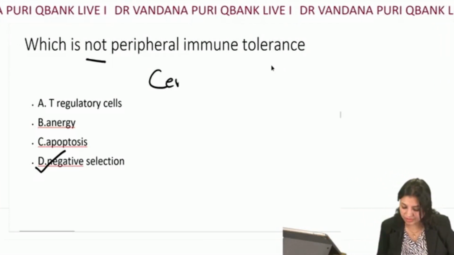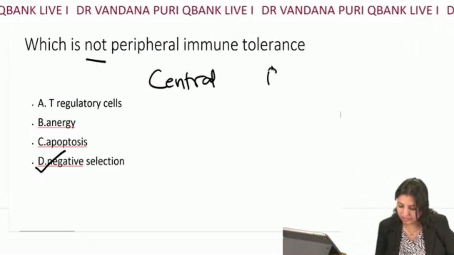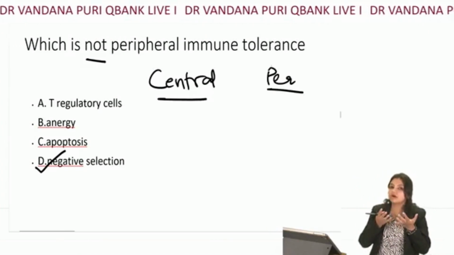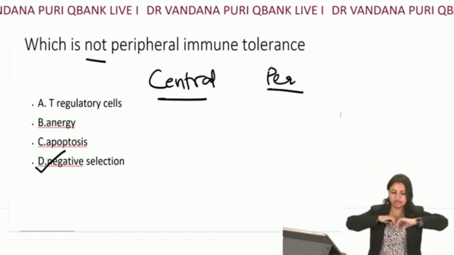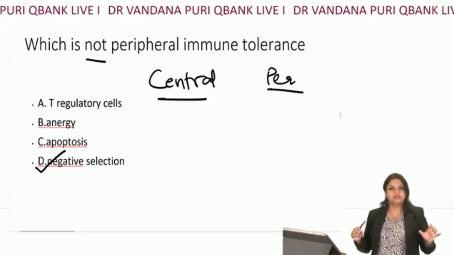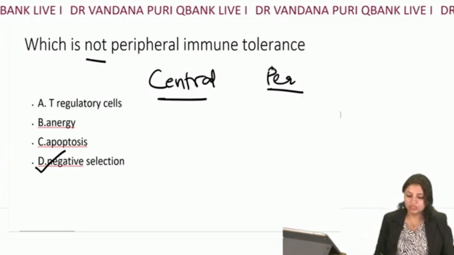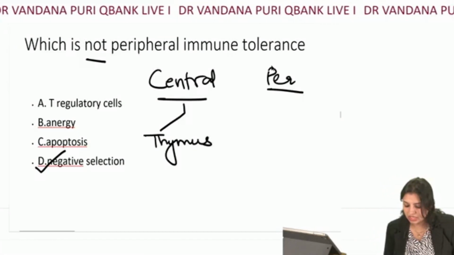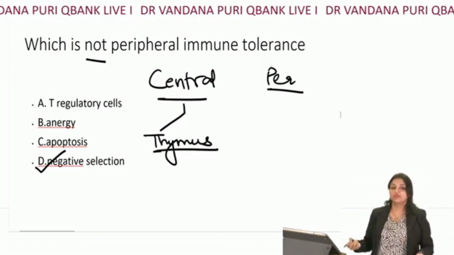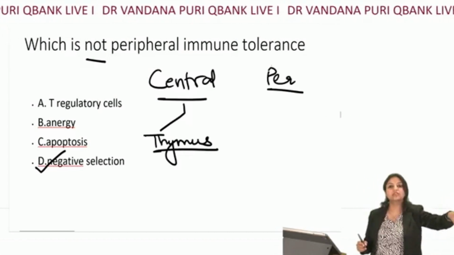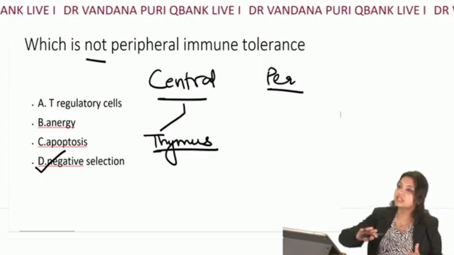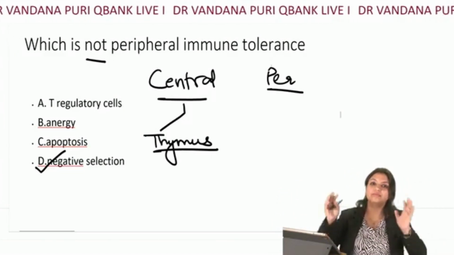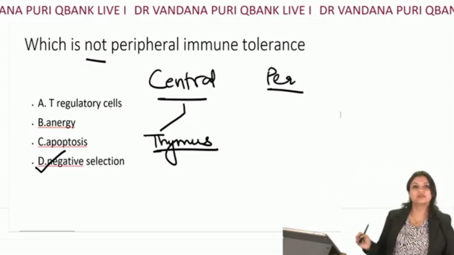So remember, we have two types of tolerance, central tolerance and peripheral tolerance. Central means that when the bone marrow and thymus themselves remove all the self-reactive lymphocytes, that is central tolerance. So can I say the central tolerance occurs in central organs like thymus and bone marrow? These are the organs where central tolerance takes place. And peripheral is day to day, every time, when the lymphocytes are circulating, how do they maintain the tolerance? That is peripheral tolerance.